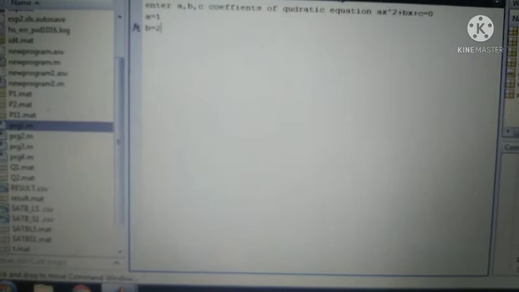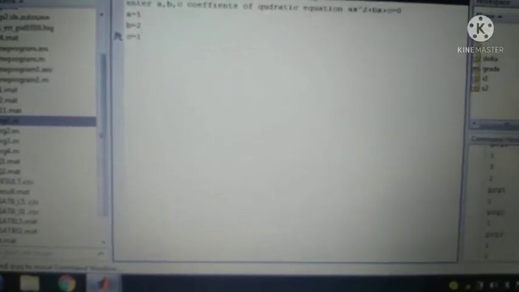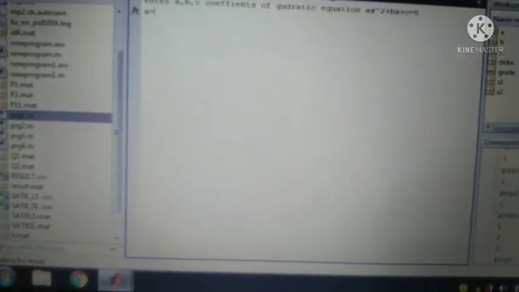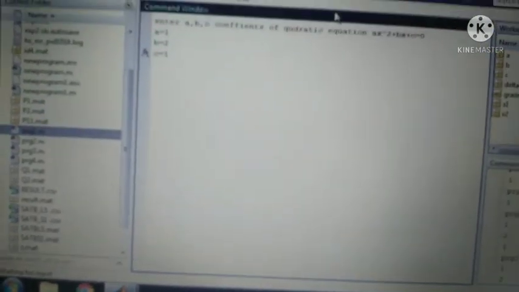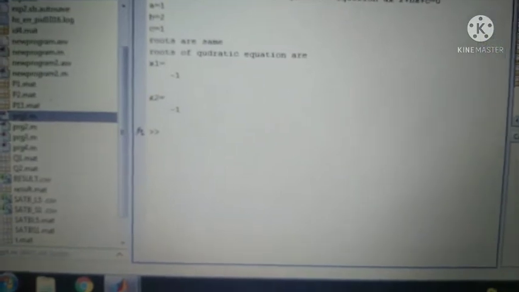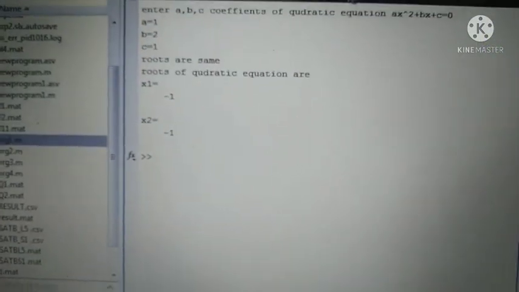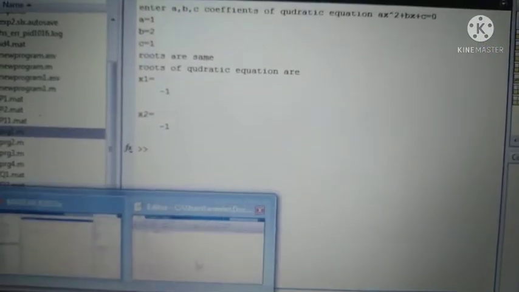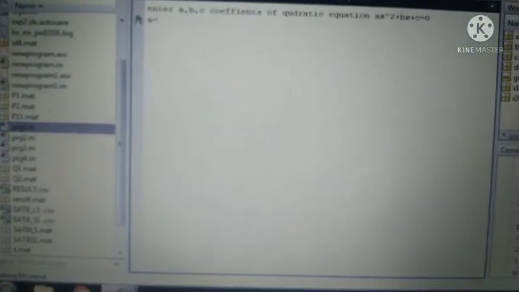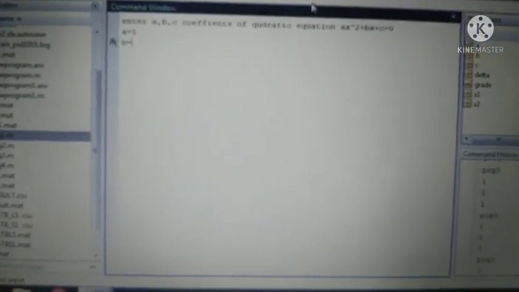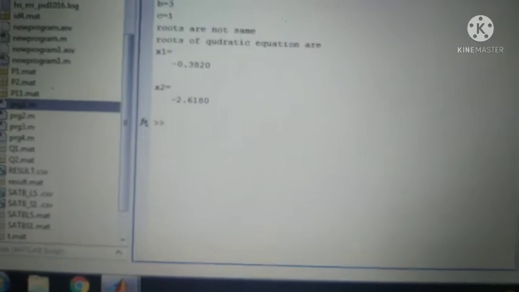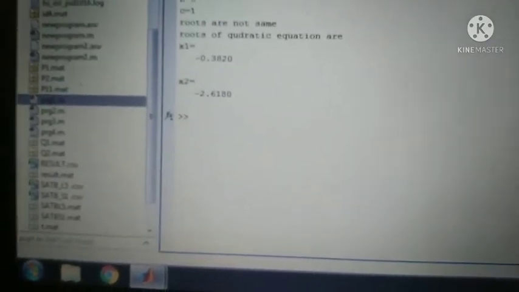Okay, so again I am giving the same value. See, two times I have run the program. Okay, see, the roots are same. Same thing if I run and if I give a different delta value, 1, 3, 1. So the roots are different, not same or different.